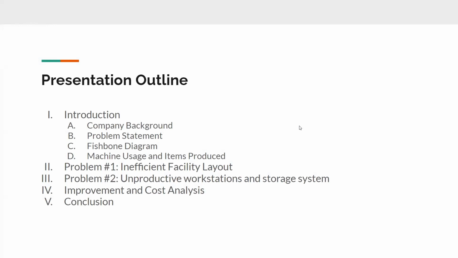Here's an outline for this presentation. First, we're going to start with an introduction. Then we're going to define two problem statements. The first one is inefficient facility layout. The second, unproductive workstation and storage system. Then we're going to show improvement and cost analysis, and of course, end with a conclusion.